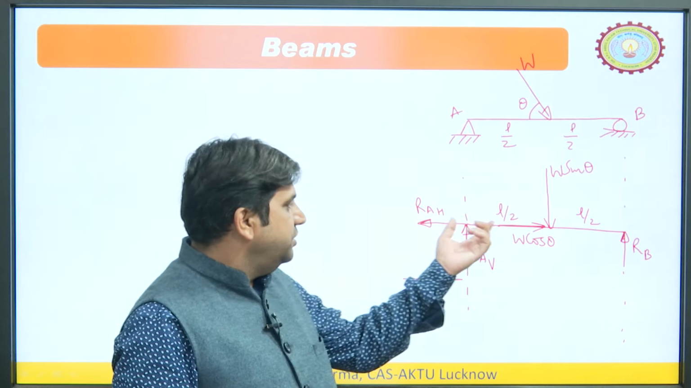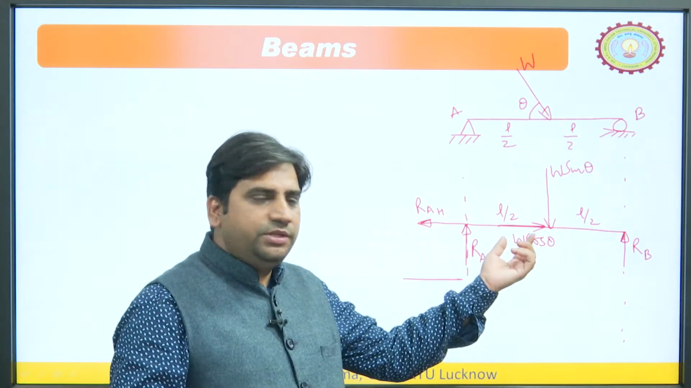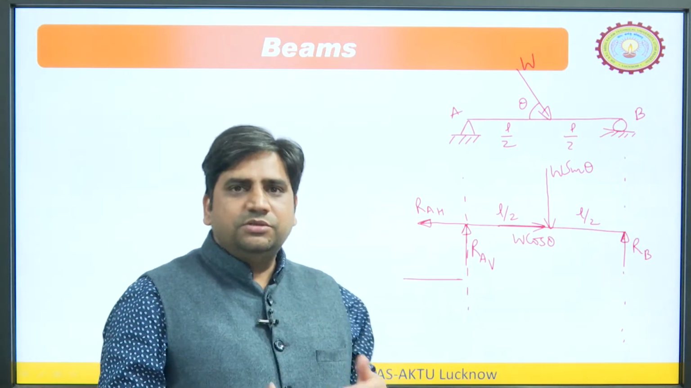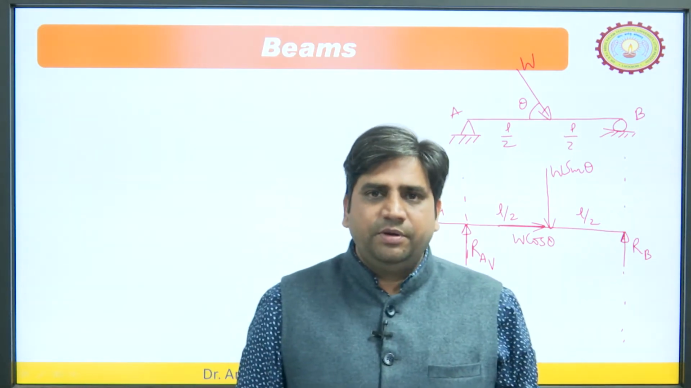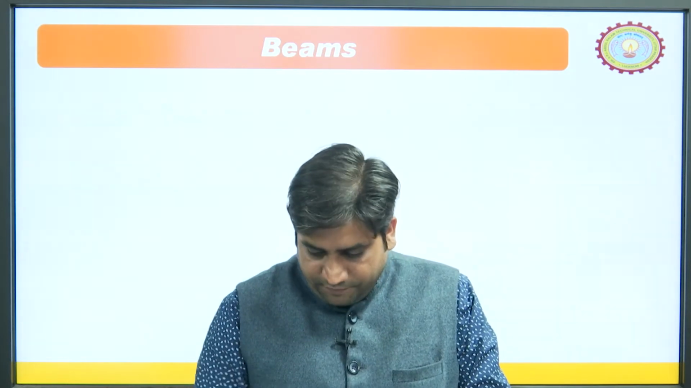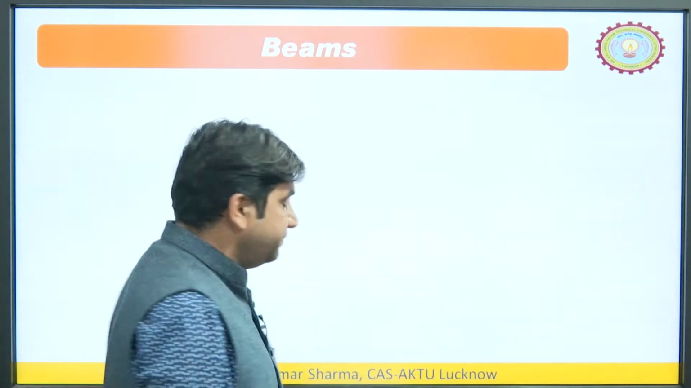So, R A H is equal to W cos theta, and R A V plus R B is equal to W sin theta. Likewise, you can apply the equations of equilibrium and you can easily solve this numerical. So, now further I will take a different case.